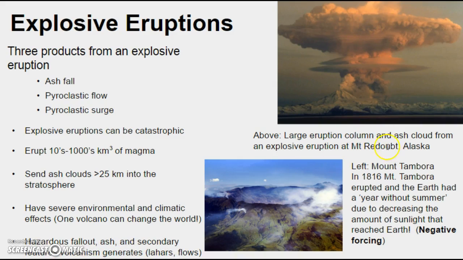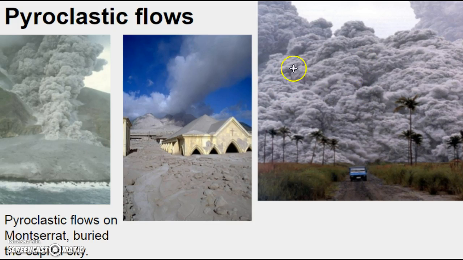Here we have Mount Redoubt. This was in Alaska. Very, very cool looking eruption. And here was Tambora in 1816. It actually led to a year without summer. And this is what we call a negative forcing. It can create so much debris in the atmosphere that it blocks out the sun. And then here are pyroclastic flows. Very, very cool. Imagine seeing that in your rearview mirror.